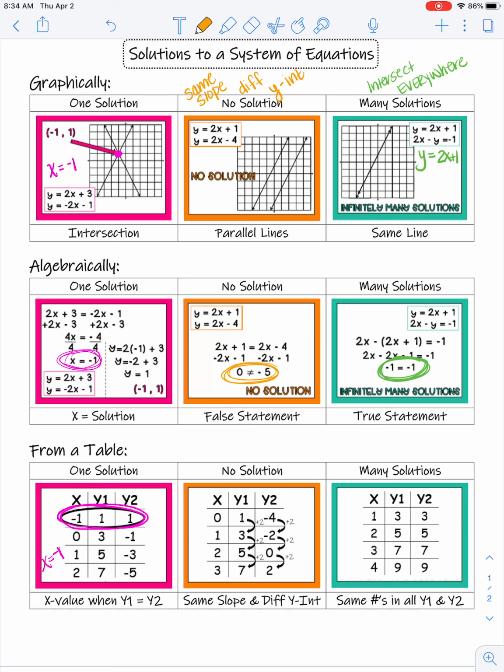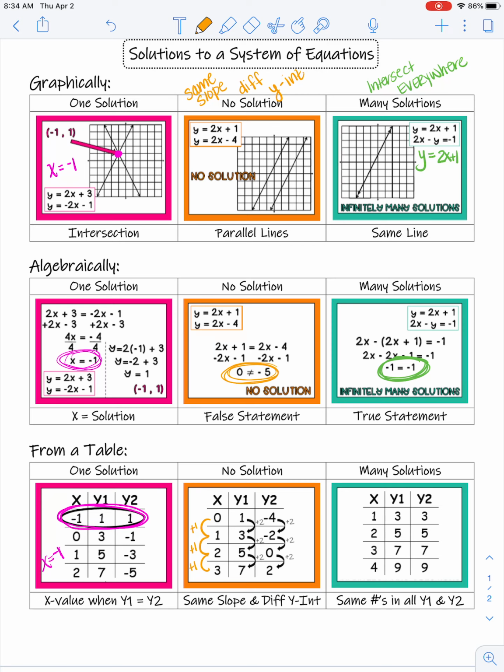If you're looking at a table like table number 2 and you don't see the intersection in the table anywhere, it's a very good idea to look at the slope. So if we look at the y1 column, that would be our first equation, or our equation on the left-hand side. 1, 3, 5, 7, those are all increasing by 2, plus 2, plus 2, plus 2. That means our slope is 2 over 1 because our x's are changing by 1 and our y's are changing by 2. So 2 over 1 gives me a slope of 2.